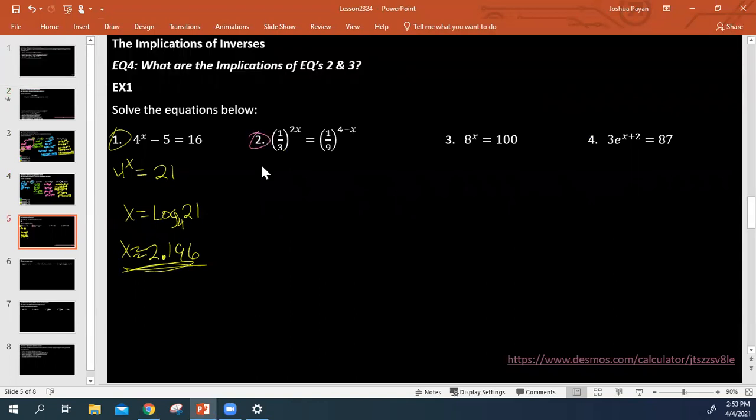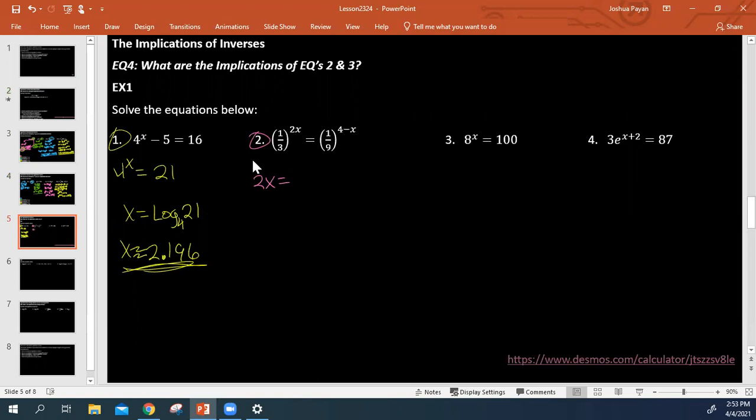Okay, so I've got 1/3 to the 2x equals 1/9 to the 4 minus x. What I'm going to want to go ahead and do here is log base 1/3 and see how that plays out. So I'm going to do log base 1/3 to both sides. Well, I guess I don't need to show that step anymore. You've already seen me do it a million times.